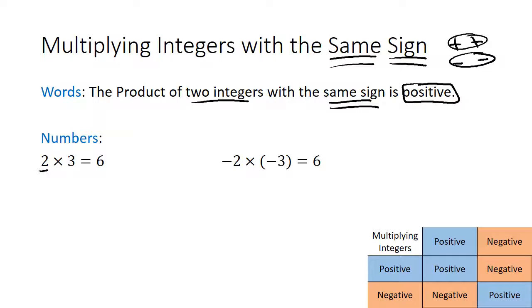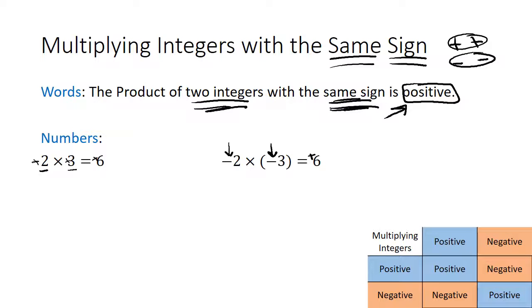So if we have 2 times 3, both of these are positive numbers. 2 times 3 is going to give us a positive 6. Now the same thing is going to happen over here. We have a negative 2 times a negative 3, and that's going to give us a positive 6. Because this negative and this negative, they're integers with the same sign, our answer is going to be positive.